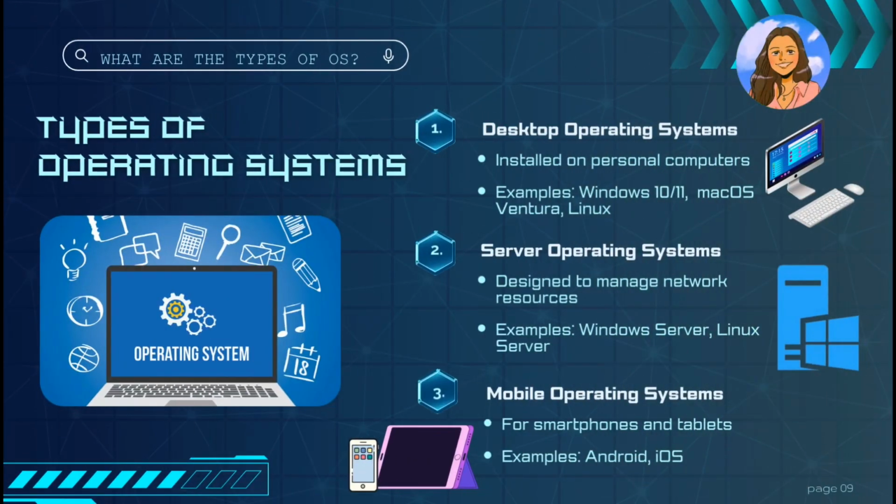Last but not the least, let's take a look at the types of operating systems. Essentially, there are three types of operating system. Desktop operating system like Windows 10 or 11 and Mac OS, which are typically installed on PCs or personal computers. Next, server operating systems such as Windows Server and Linux Server, which are designed to manage network resources. And lastly, is mobile operating systems like Android or iOS, which are commonly used for smartphones and tablets.